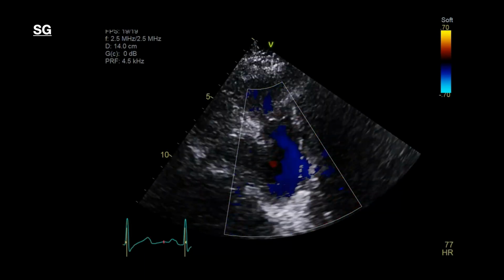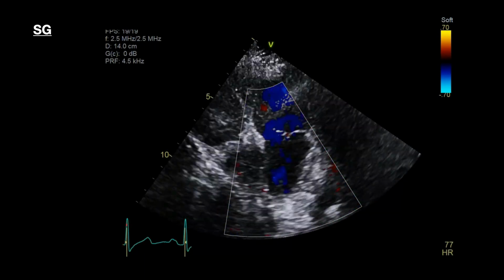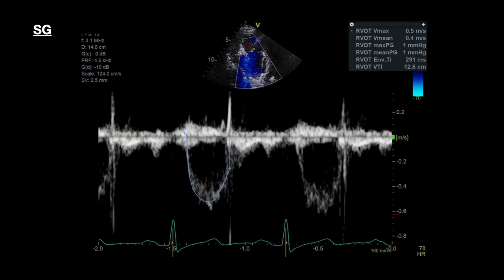Colour over the valve, I think there's a hint of PR there. And here again, we've measured the RVOT VTI if you want to use that later on.